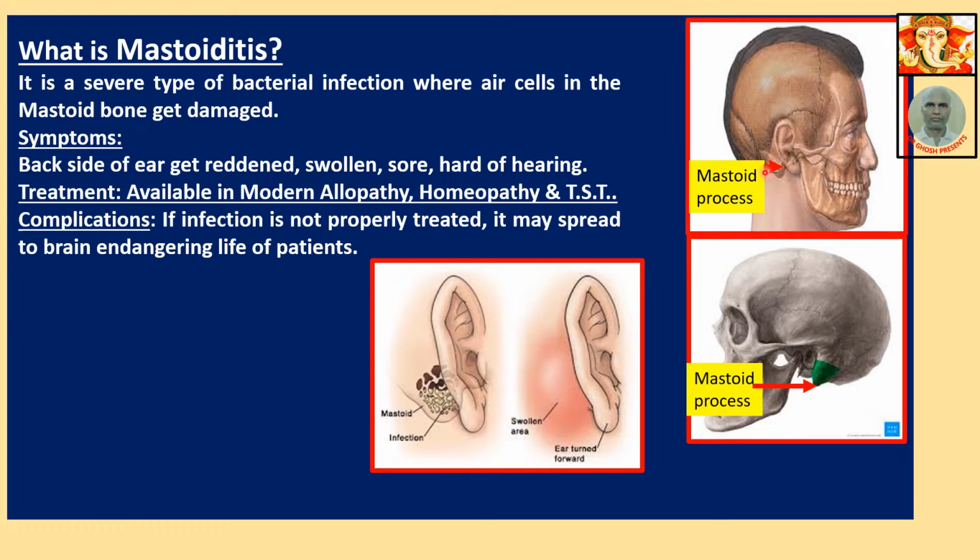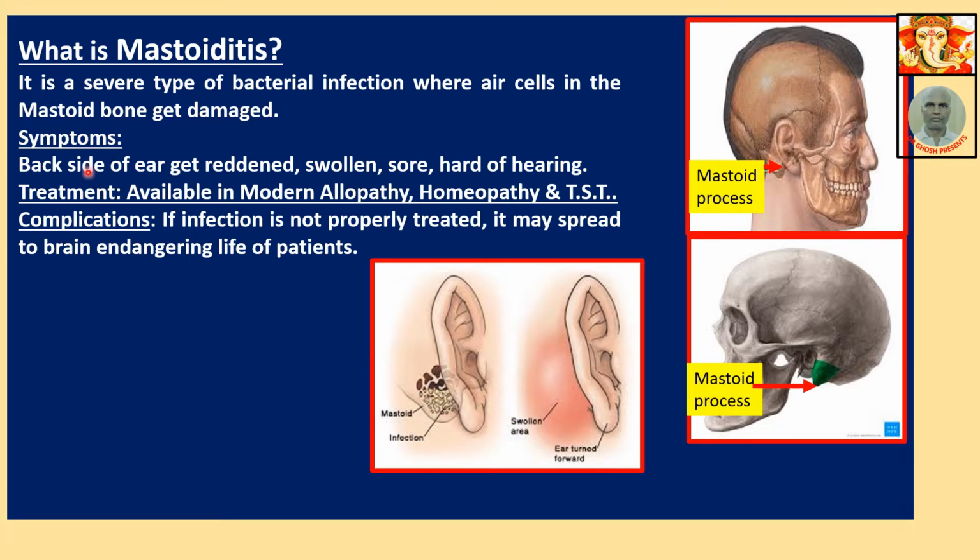Within the process there are air cells. I will show you the picture here. You see this, these are the air cells. This is the mastoid process. There are so many void spaces in the bony part. These are called mastoid air cells.